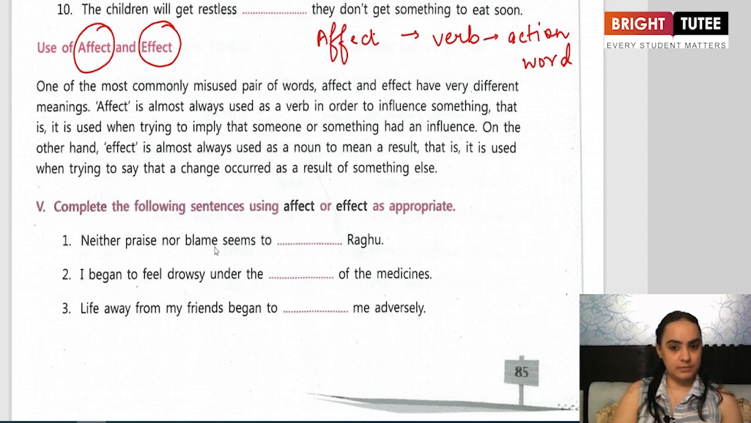Right? So, we use affect with an A as a verb when we have to show what influence has been caused because of something. For example, if I say, if I eat a lot of sweets, it will affect my health. If I'm going to eat sweets, what action will take place on my health? It is going to influence, it is going to affect my health.